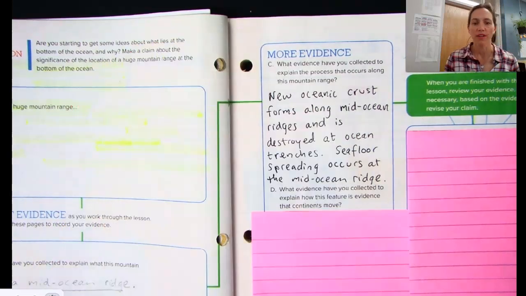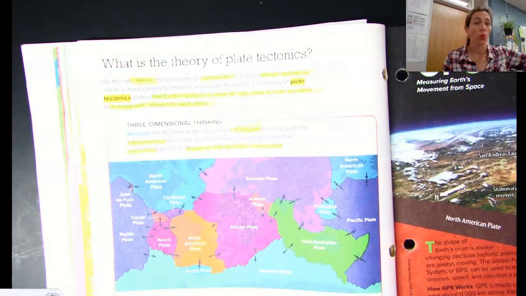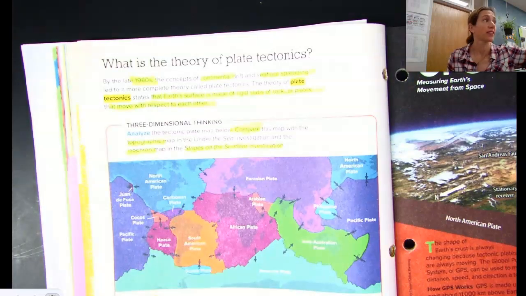But remember, that was the important part of the model. So make sure that you have something to this effect for your evidence C. Seafloor spreading occurs at mid-ocean ridges. Very important. Okay, pause your video, write this down, and then we are going to turn to page 36. All right, you're back. So we are now going to move on to page 36. What is the theory of plate tectonics?